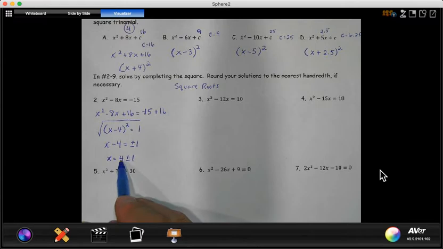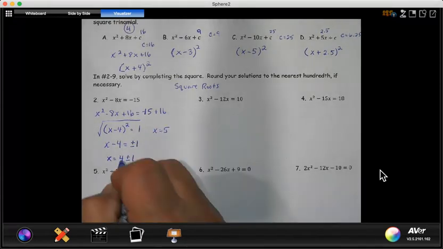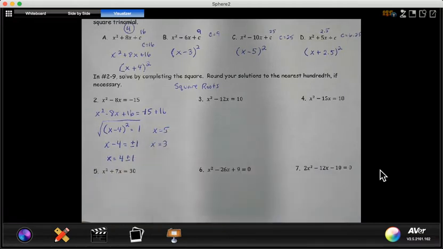So then I add. 4 plus 1 is 5, so I get x equals 5. 4 minus 1 is 3, and I get x equals 3. Remember, we get 2 answers sometimes. Sometimes we get 1, sometimes we get none, but this time we got 2. Okay? All right, here we go again.